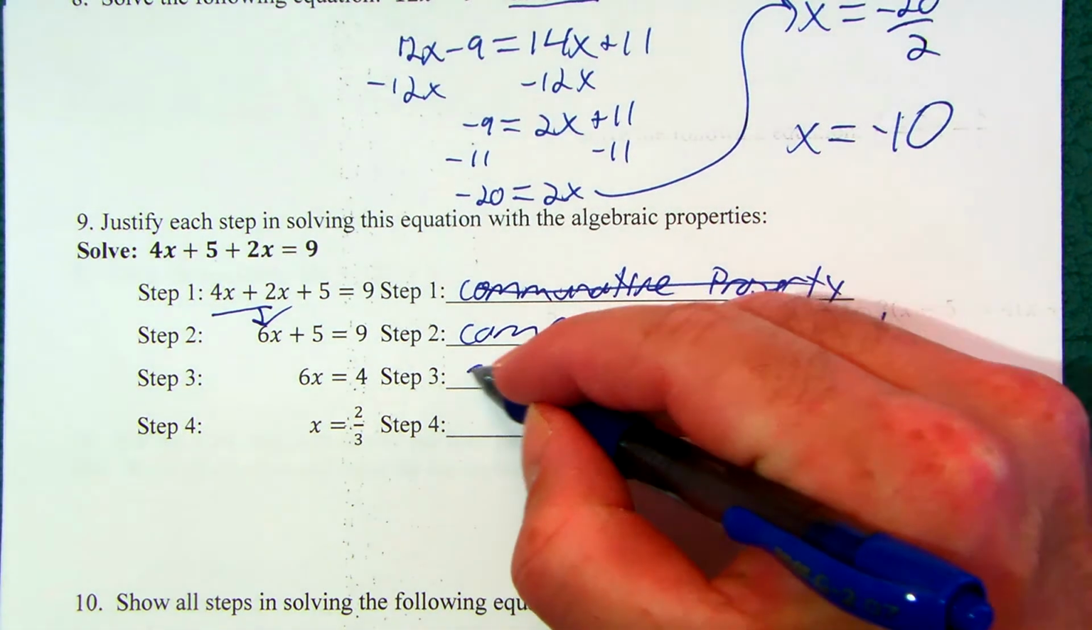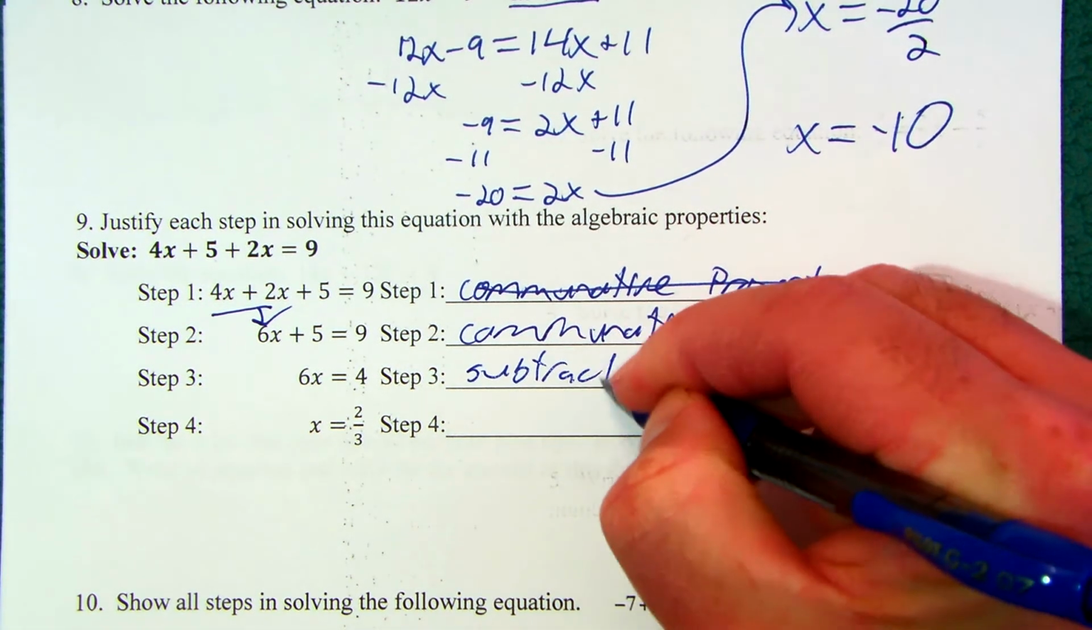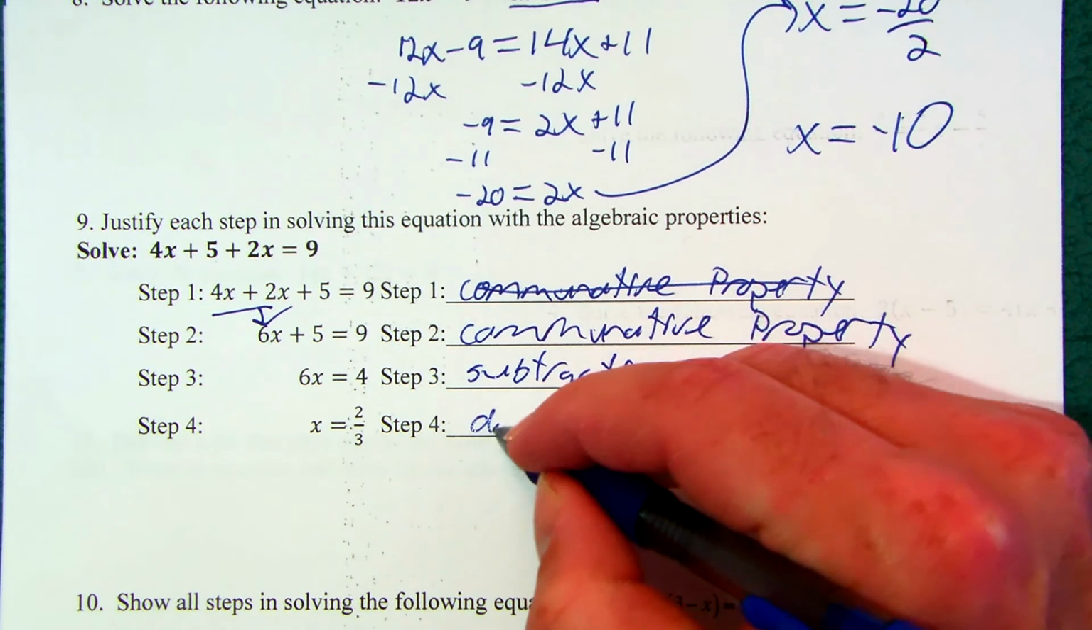Subtraction property. And then division property. All right.